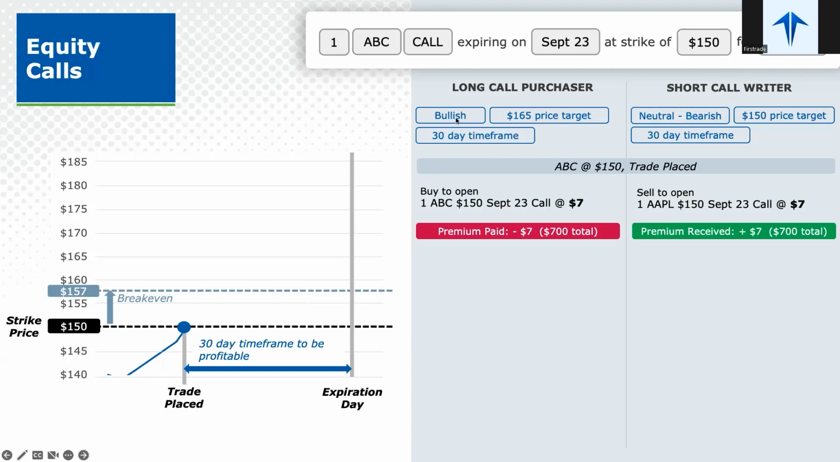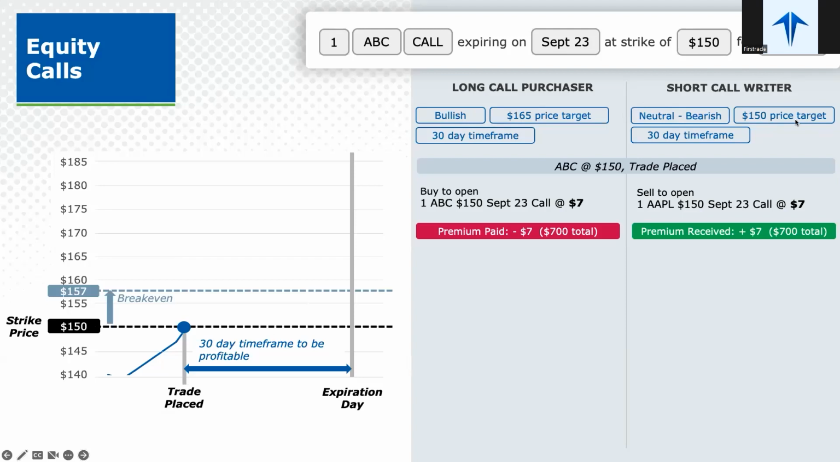The long call purchaser, they're bullish. They have a $165 price target, and they feel like the underlying security is going to reach that within the next 30 days. Now, if you're short a call, you're actually neutral to bearish, meaning the underlying security could stay exactly where it is and you'd still be profitable. But if it moves down, you will also be profitable. You don't need a sharp directional move. Whereas when you purchase options, you need a sharp directional move.